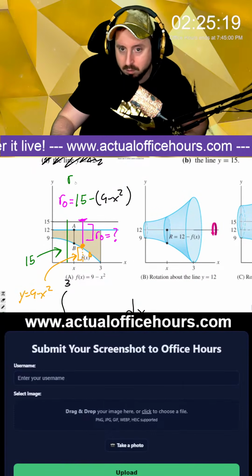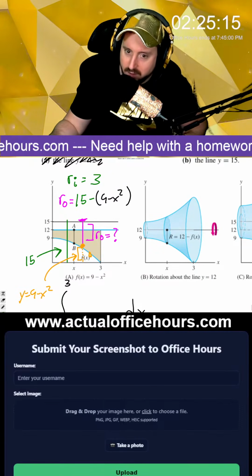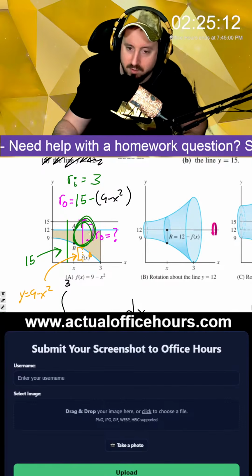R inner is simple. R inner is just equal to 3. You're trying to remove the gap, basically. Exactly. You're trying to figure out what this is in terms of the function.